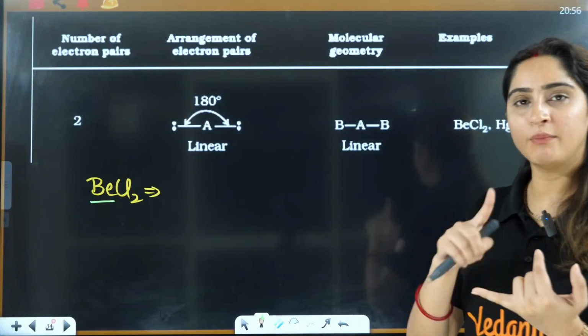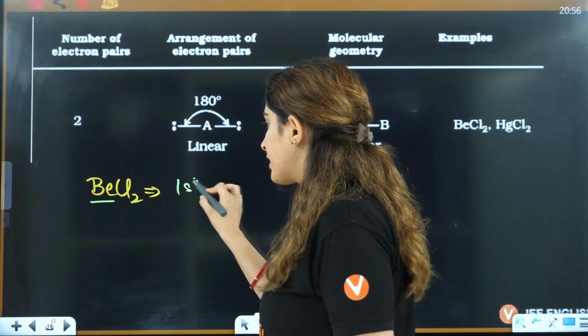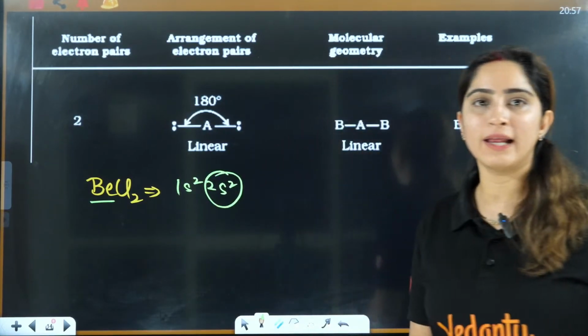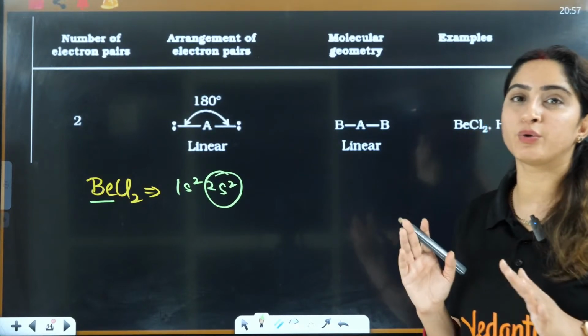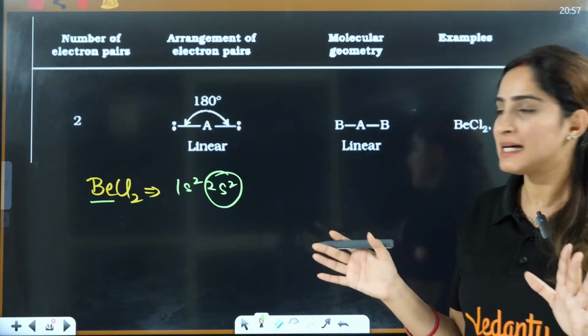Hydrogen, helium, lithium, beryllium, right? So it is going to be 1s2, 2s2, so it has 2 electrons here. But you know what we are going to do? Just see how many bonds it can form.